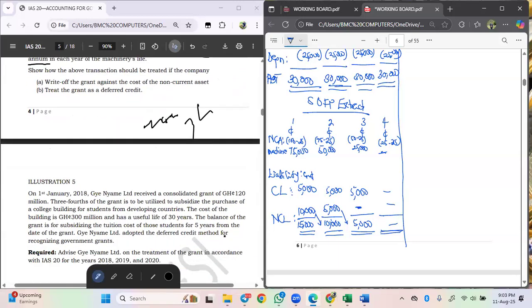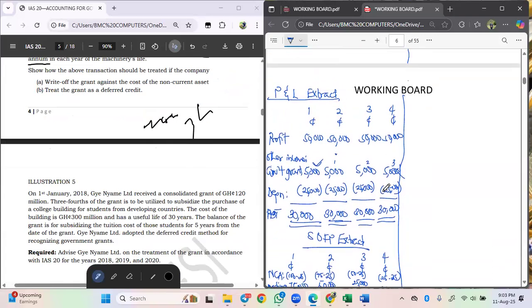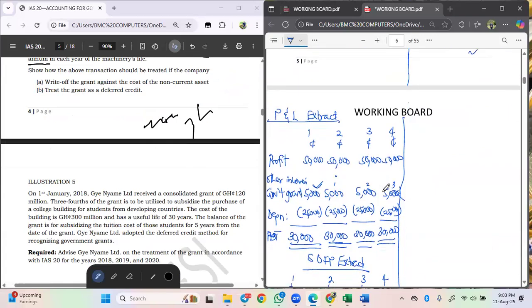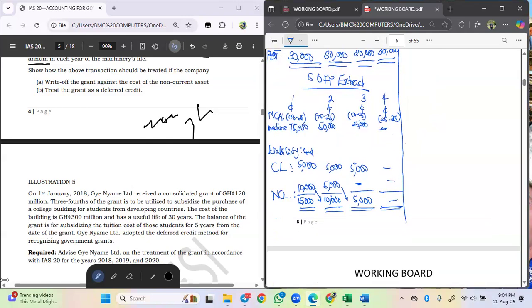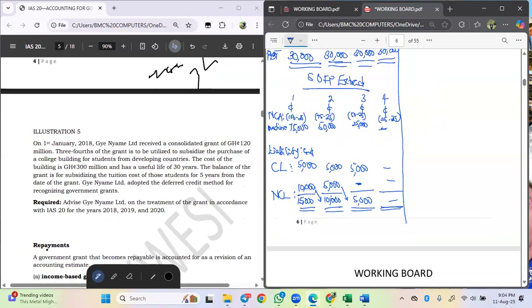But the fifth question is the type of question where at the end of the 3 years, we still have deferred grant. You see all the types of questions we are solving under deferred, it has 4 years and we are dealing with all the 4 years. You can have a question where the useful life of the asset may be 5 years, 6 years, but the year you'll be required to prepare the financial statement for will be 3 years. So at the end of year 3, you still have something here. So please let's do that fast.